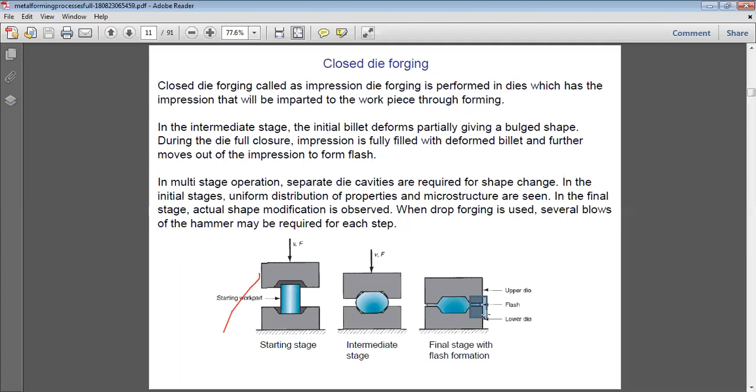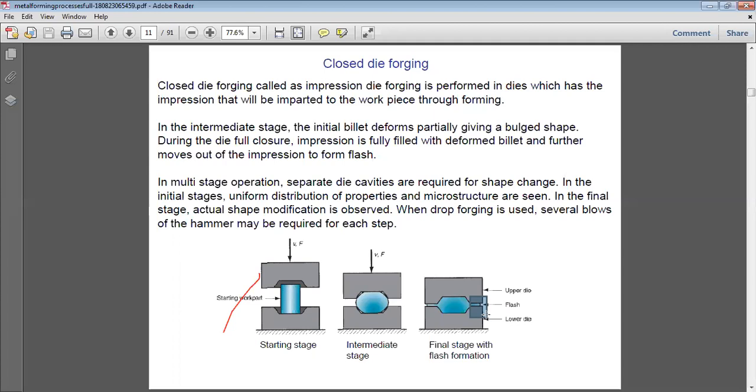In the first stage, the first step will be taken off. In the second stage, the inclination will be taken off. In the third stage, it is a straight line, then the straight die will be used. If we require this, we can call it a multi-stage operation, and we have to use separate die cavities for each shape. For a straight line it should be like this, and when we have to take an inclined surface we use a different die.